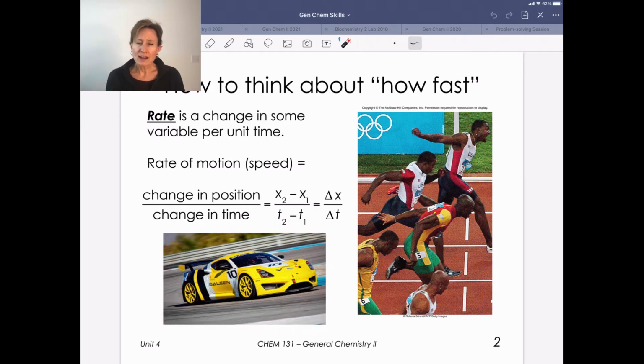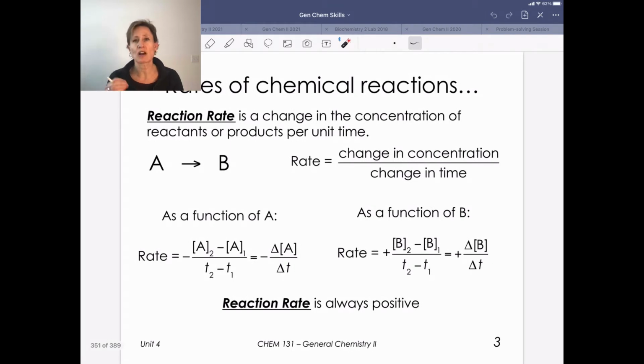But what we can see there, in both cases, we're measuring a change in position, the number of meters that a runner has traveled or a number of miles that a car has traveled per change in unit time, per second for the runner or per hour for the car. So that concept of thinking about rate is not going to change when we talk about rates of chemical reactions. But now the numerator is going to be different. It's still going to be per unit time, but now what we're changing is the concentration of reactants or products, as we'll see, per unit time.